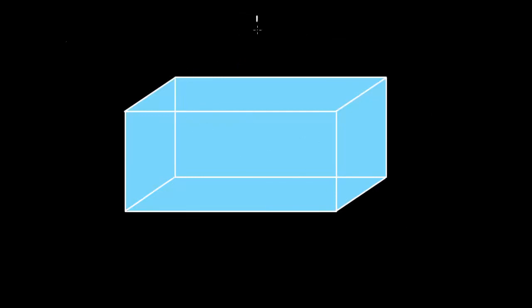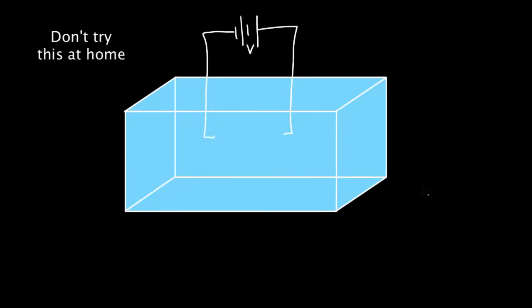Now, if I took a battery and I put one lead here and one lead here, if there's a voltage and this liquid is able to conduct electricity, then this current should be able to flow through the intervening liquid over to the other side and then back up.